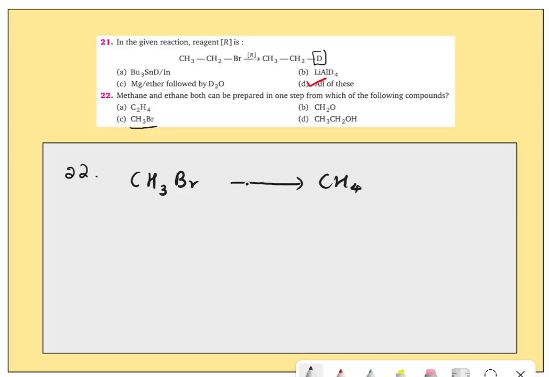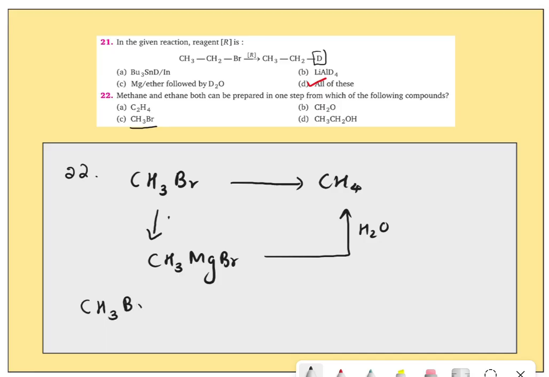We can use reducing reagents as shown here, or we can even use the method given here, that is convert it to Grignard reagent, right, and then followed by treating with water will give you the same product. So it's already given here, isn't it? But how to convert it to ethane? That means what? We are doubling the number of carbons, isn't it?